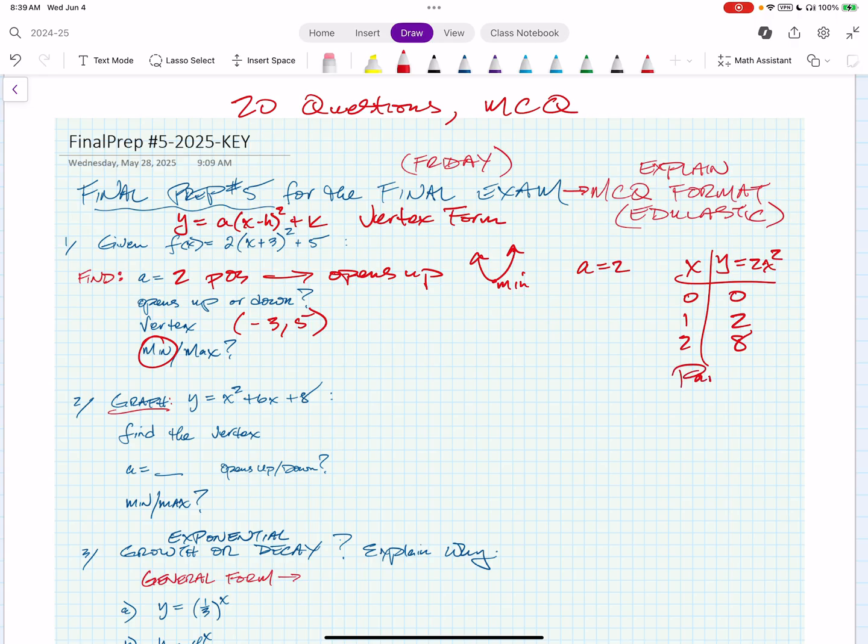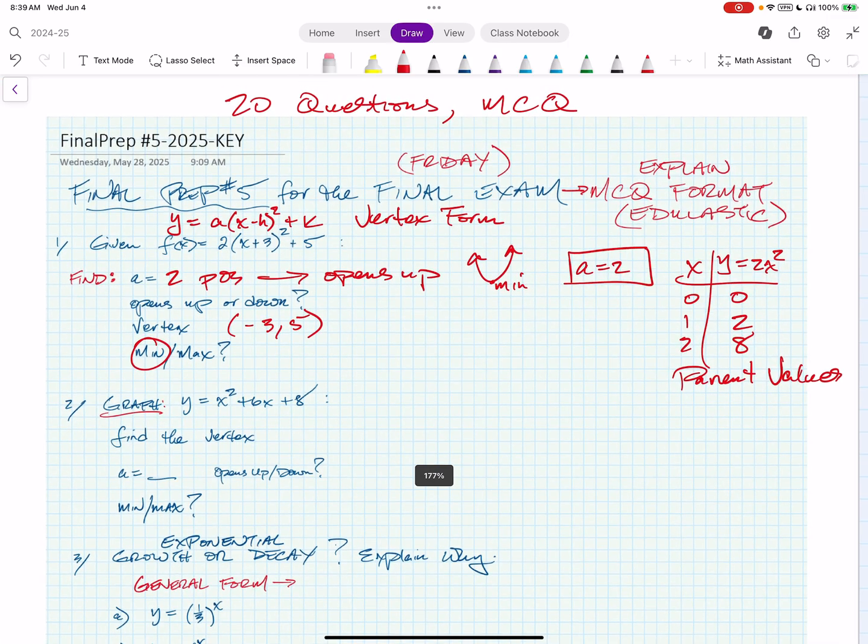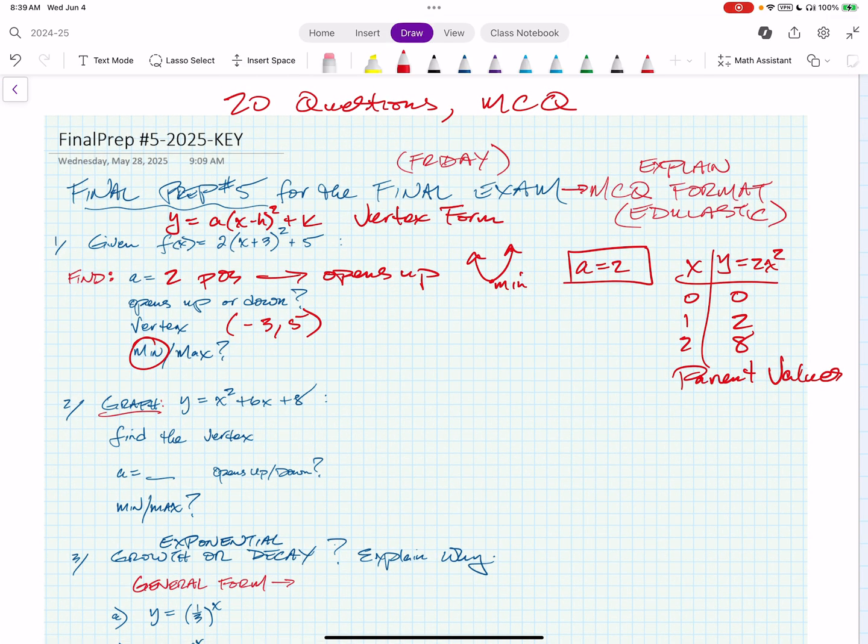And remember, these are called the parent values. Okay, that's for a equals 2. Now, if a was 1, you'd use the different set of parent values. So you just have to respond to what's given here. Okay, and go back into your actual lessons. Everything is in here. I'm just reviewing.